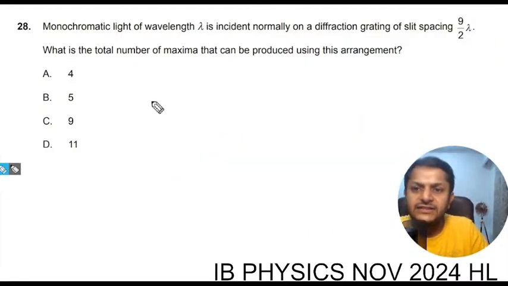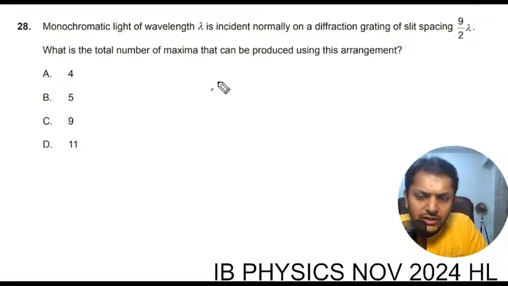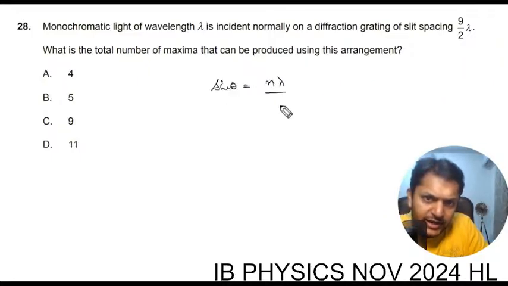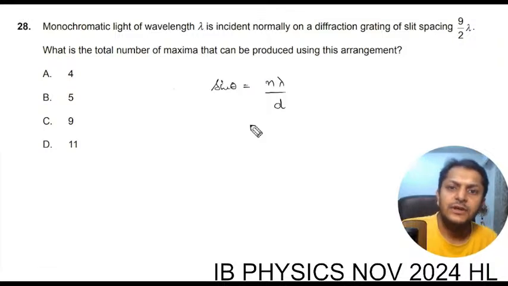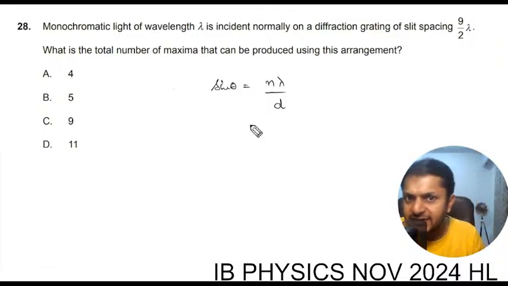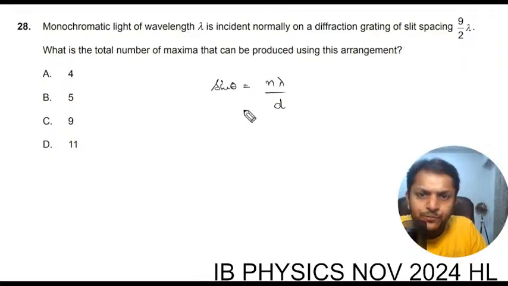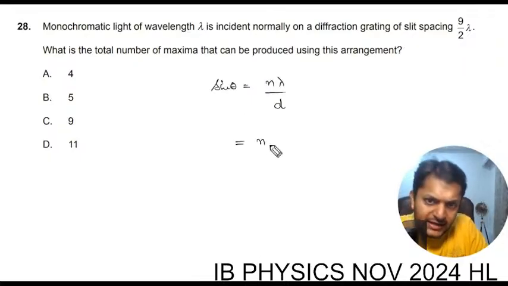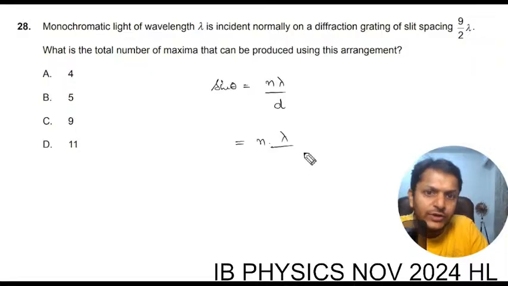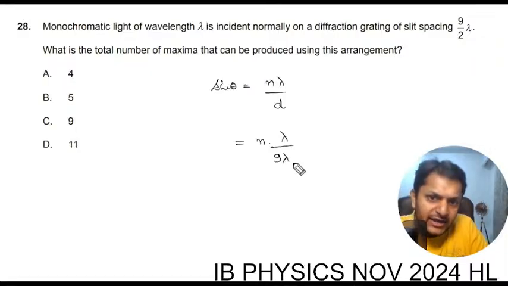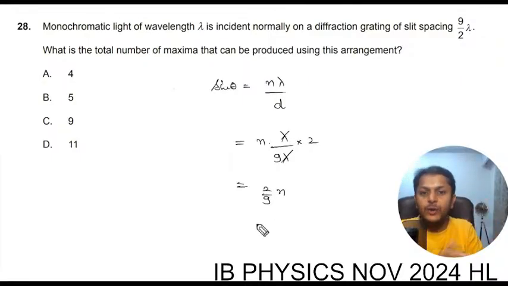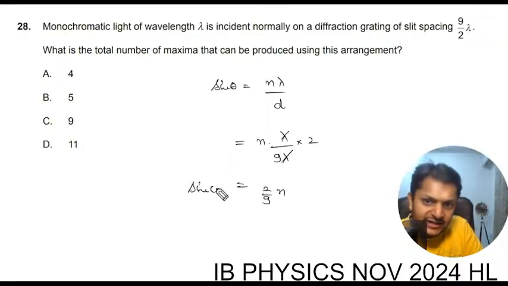So this theta, it will be sine theta is equal to n lambda by d. Sine theta is equal to n lambda by d. And n is the value, lambda is lambda. Now d value is 9 lambda by 2, so 2 can go to the numerator. This and this gets cancelled out, so you are getting a number which is 2 by 9 into n. Now that is the sine theta.